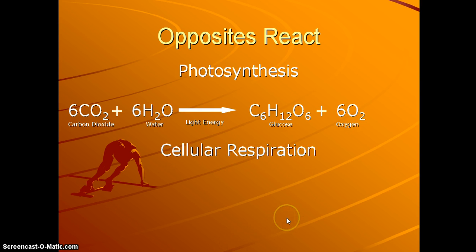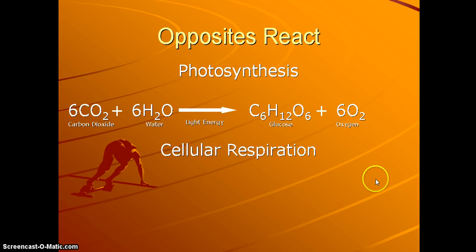Now what you will notice is that they're basically opposite formulas. The raw materials, which are over here on this side of the arrow, are the products of the opposite formula of cellular respiration. And the products of photosynthesis are going to be the raw materials for respiration. So let's take a look at that, okay?